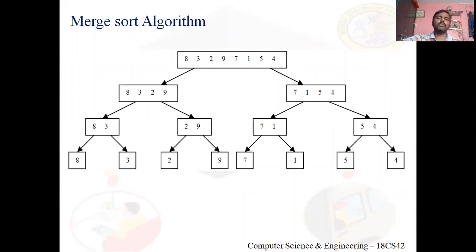So its problem is not with a smaller instance, it's with a large instance. So I should divide further. So this division process happens, and at the last, I will get 8 subarrays, each subarray containing only one element. Clear? So at the last level, you can see 8 subarrays, all with one element.